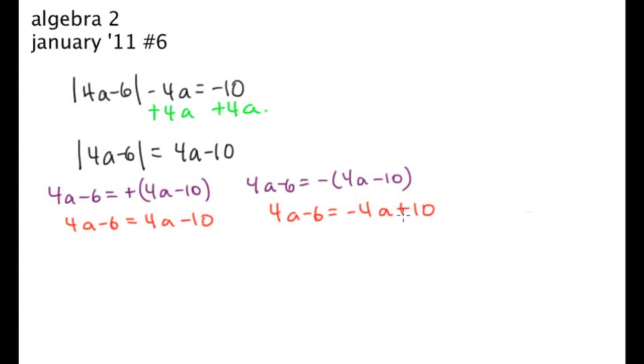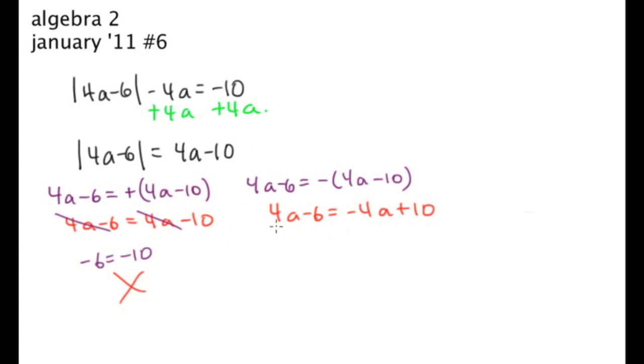And that is the important thing, I think. That's the important thing to make sure you get. So here, let's just solve for a. Here, the 4a's cancel out, and we're left with negative 6 is equal to negative 10, which makes no sense whatsoever. So we can call this not valid or erroneous, and we can just cross that out.